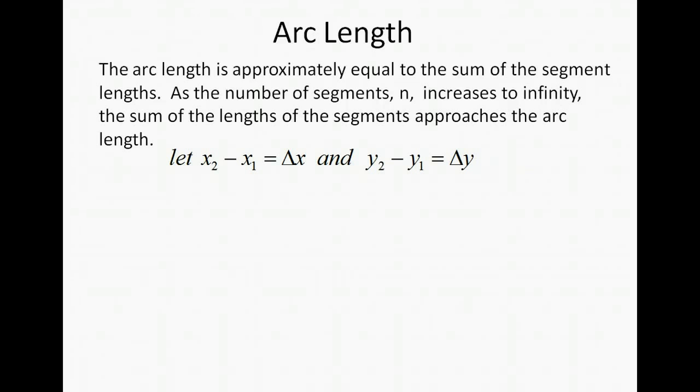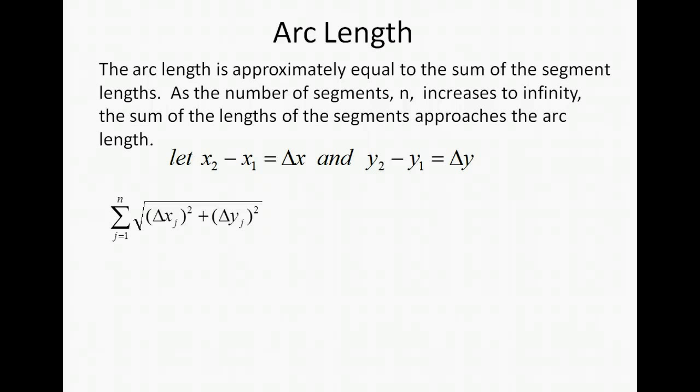We're going to let the difference between our x values be called delta x, and the difference between our y values be called delta y. We're going to substitute into our distance formula, where we had x2 minus x1, we put delta x, and y2 minus y1, we put delta y. Now we have the sum of all those little segments that we're going to find. So we have the summation there.